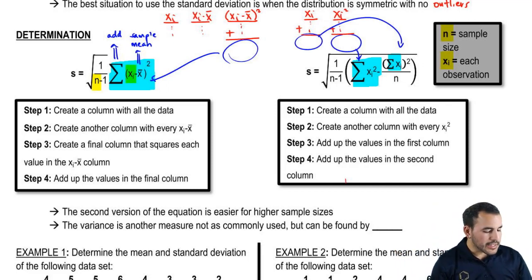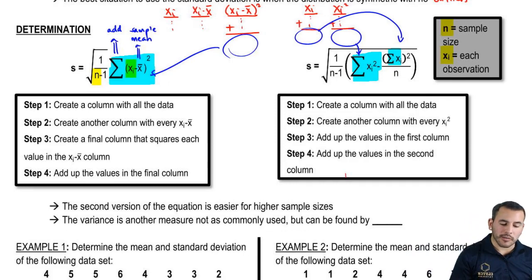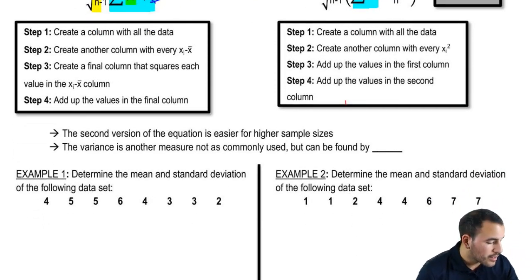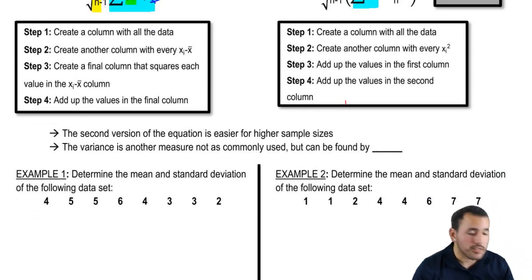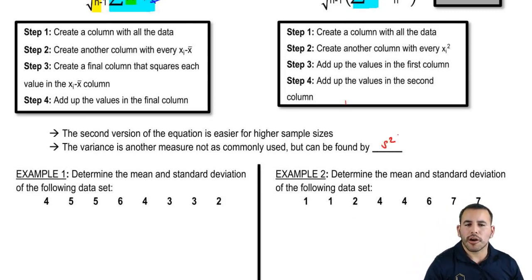Now, one last point I want to make is the variance is another measure, not as commonly used, but it can be found by literally just s squared. It is the standard deviation squared. Now, why don't we use it?